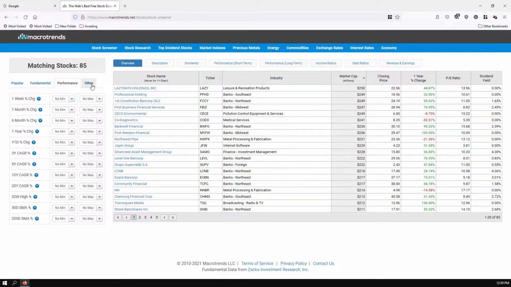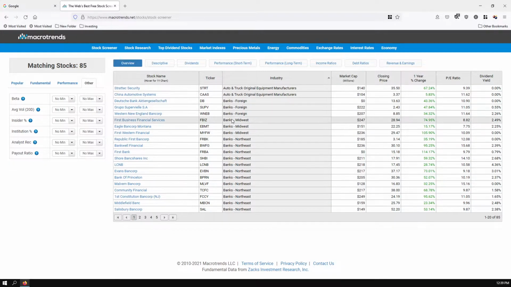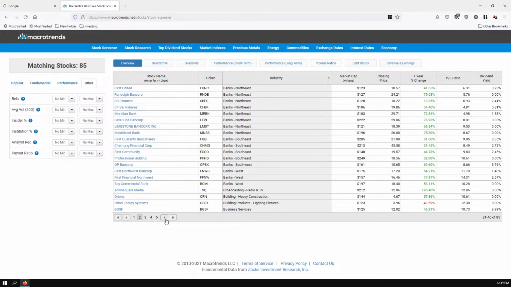Performance, I don't care about that. Other, I don't care about that either. So this will narrow it down. There's 85. I think it started off with 6,000 or something. So that narrows it down pretty well. And then I sort by the industry because I'm not going to be interested in banks or finance or anything like that. And I'm just going to go through them, see anything that interests me.